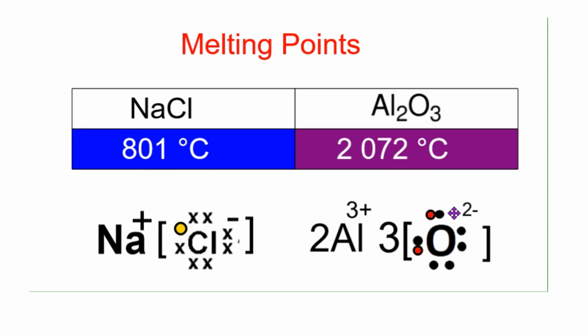And so because the charges are much bigger, it makes for a stronger ionic bond, and we need to add a lot more heat in order to break it. And so even though both of them are high melting points, because there's more of a transfer of electrons in aluminium oxide and we result in higher charges, it makes the ionic bond much stronger.